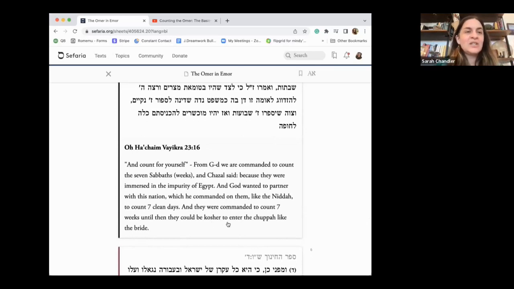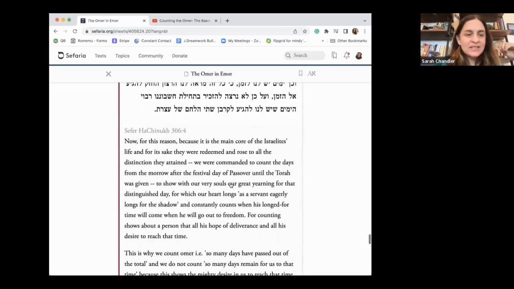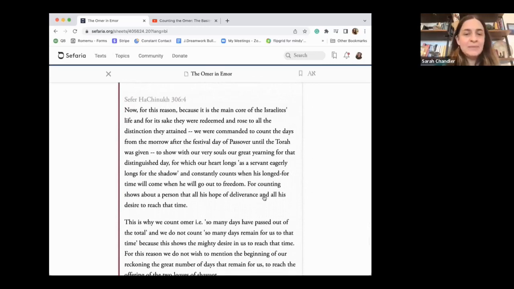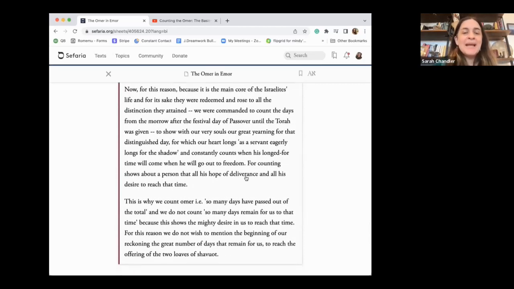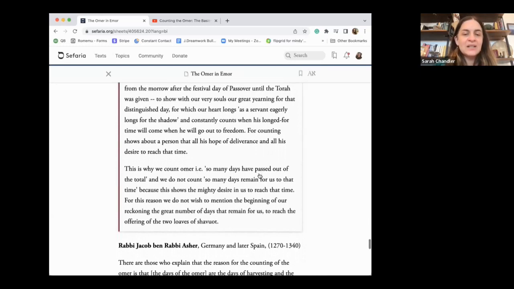So if we imagine the ancient Israelites going from slavery to freedom, from redemption from Egypt to revelation at Sinai, these 7 weeks are essential for that counting. We're going down to Sefer HaChinuch. For this reason, the main core of the Israelites' life, and for the sake of which they were redeemed and rose to all the distinction they attained, we were commanded to count the days from the morrow after the day of Passover until the Torah was given, to show with our very souls our great yearning for that distinguished day, for which our heart longs as a servant eagerly longs for the shadow and constantly counts for when his longed for time will come, when he will go out to freedom.